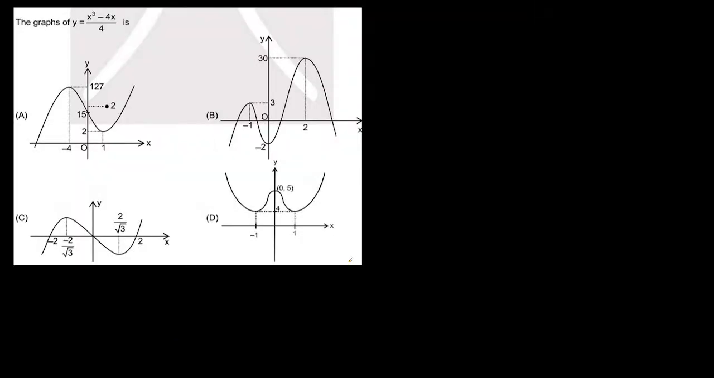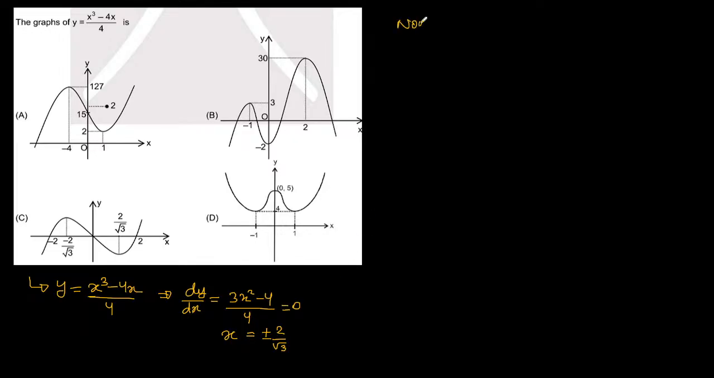Moving next. So the graph of the following: y equal to x cube minus 4x by 4. If you do simply dy by dx, it is 3x square minus 4 by 4. We should put it equal to 0. x is plus minus 2 by root 3.